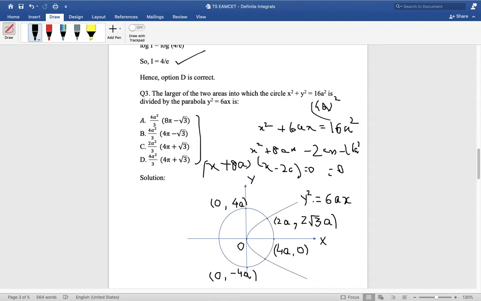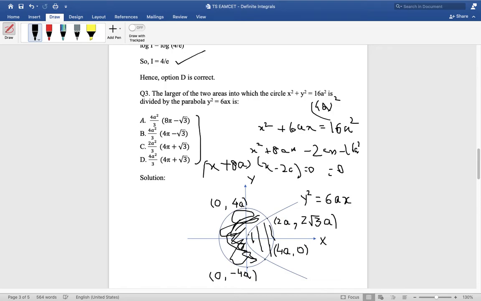When x equals 2a, y square is equal to what? 12a square. So y is 2 root 3a and also minus 2 root 3a, which is this point. Since all of these are very symmetrical about x-axis, we need to know this bigger area, right? He has asked us for the larger of the two areas. So this one is the smaller of the two areas, and this shaded one is the larger.